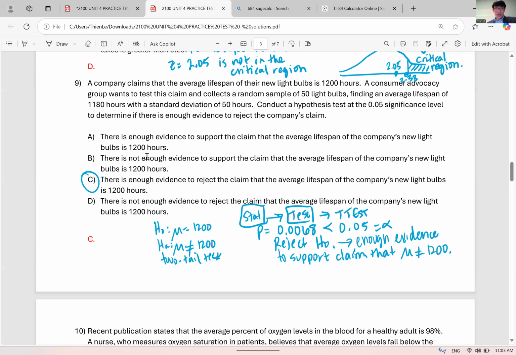There is not enough evidence to support the claim that the average lifetime of the company's new light bulbs is... This is a little bit confusing, but C is more appropriate: there is enough evidence to reject the claim that the company's new bulbs last that long. So we reject the claim. But it seems to me that B and C are in some way pretty much the same: there is not enough evidence to support the claim. I think they stay on the same side, because you don't have enough evidence to support the claim.